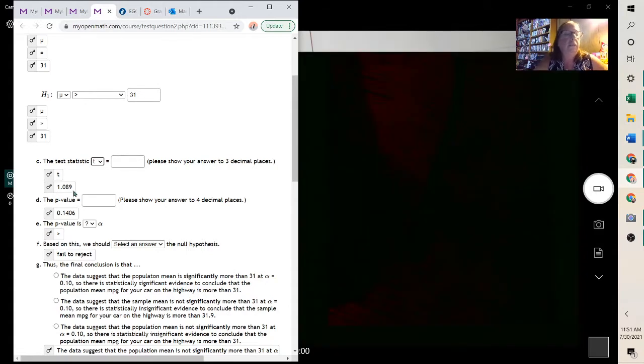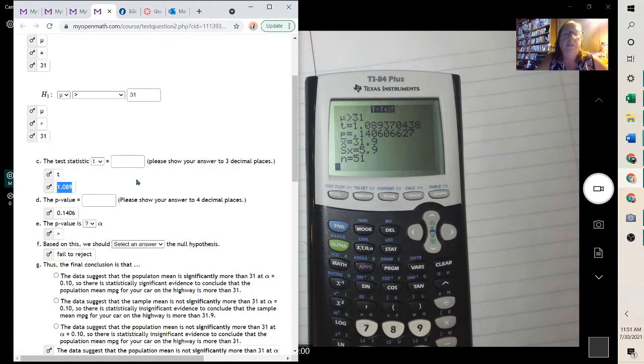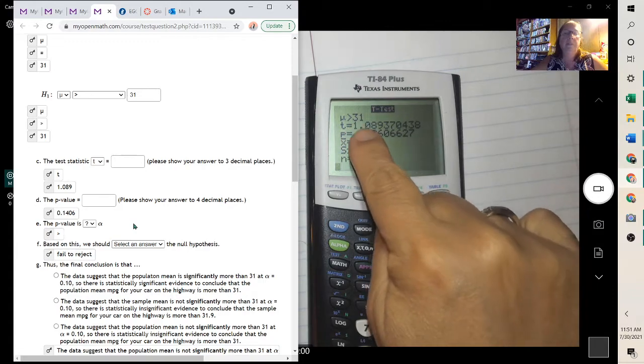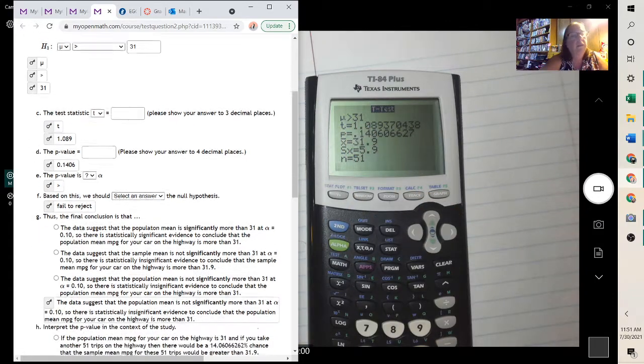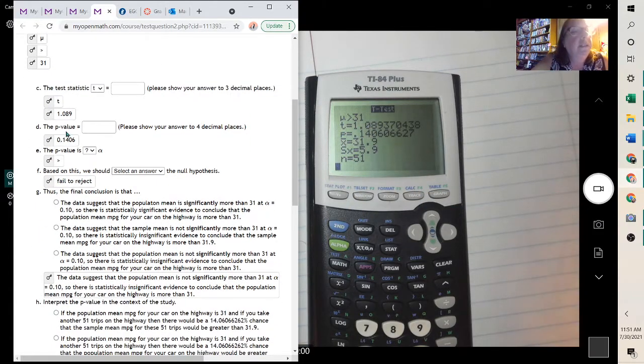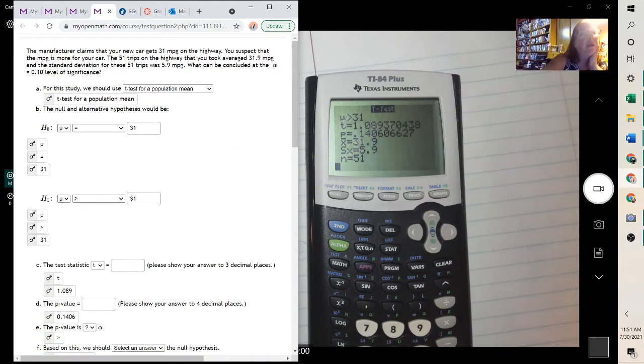There's your t-value, 1.089. Here's the p-value, 0.1406. So those come right from here. Now notice that the p-value is more than our alpha. The alpha was at the top, 0.1 significance level.